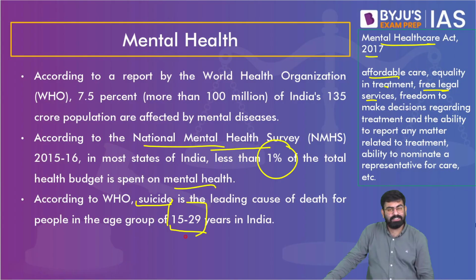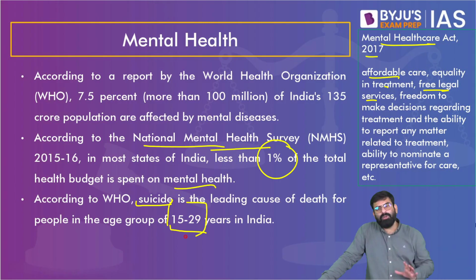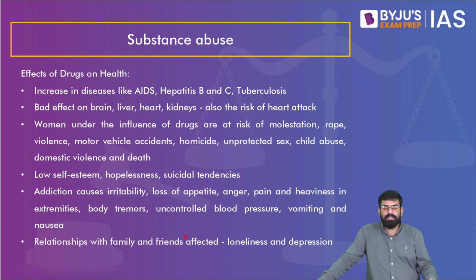Because yes, in old age there can be various other problems. In young age, again, malnutrition can be a problem. But when it comes to 15 to 29 years of age, the young population, it is generally said that it is mental health that is actually impacting the lives.